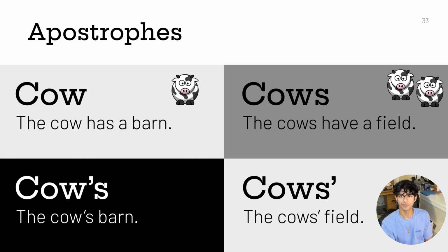Now, what if there were 2 cows? The cows have a field. 2 cows have a field. How do you say that the cows own that field? The cows' field, right? So in that sentence, you kind of heard an extra S almost. That means there's an apostrophe after the S. The plural cows is still there, and you add the apostrophe after. So the cows' field symbolizes that the field belongs to multiple cows.